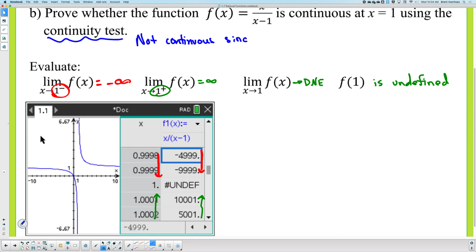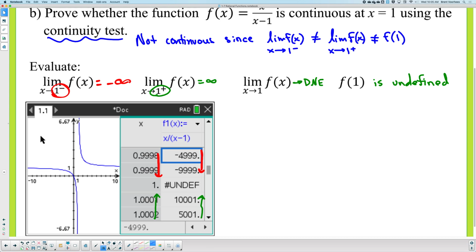Since, well, there's a lot of reasons. Since the limit of f of x as x approaches 1 minus does not equal the limit of f of x as x approaches 1 plus. That alone right there, because these two were not equal, means it's not continuous. But just to add one more rule, that does not equal f of 1 either. Because they do not equal each other, it is not continuous.